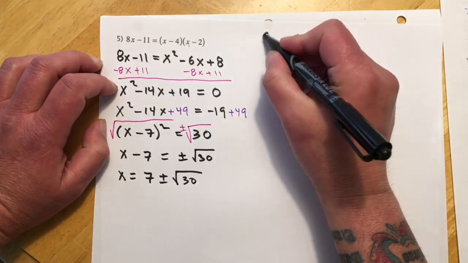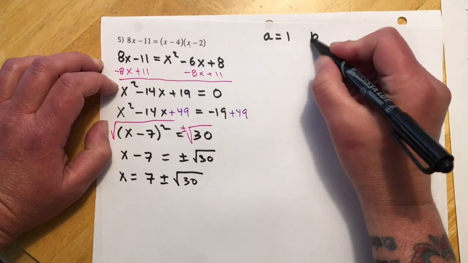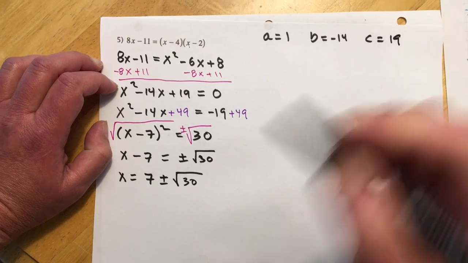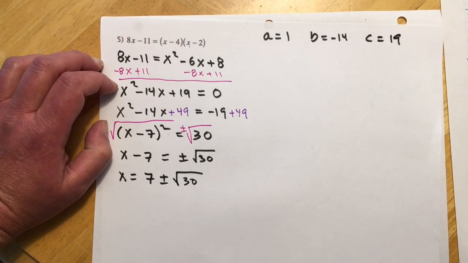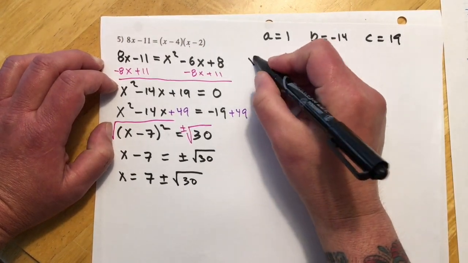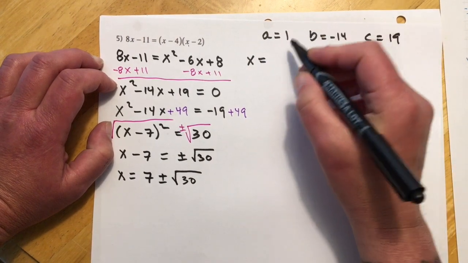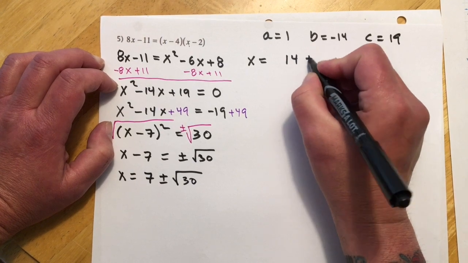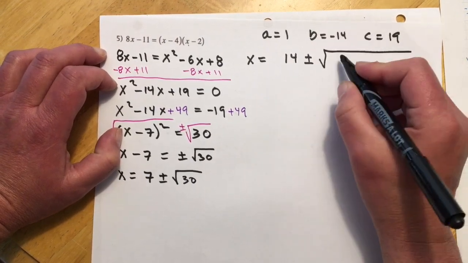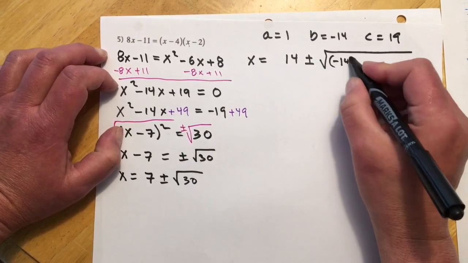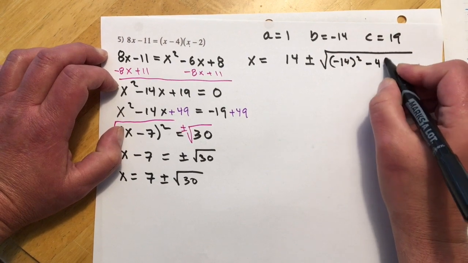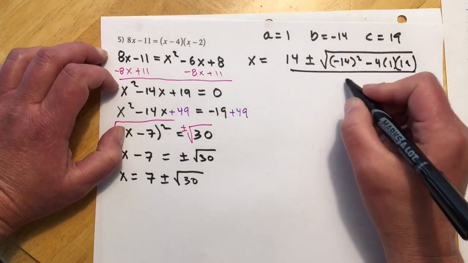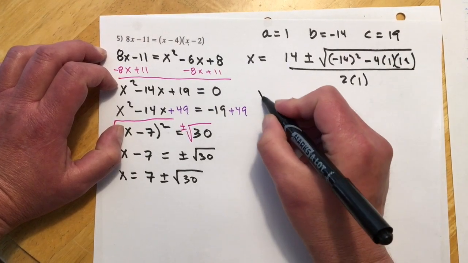Picking it up from here, I'll do a equals 1, b equals negative 14, and c equals 19. And so then plugging all that in the quadratic formula, I'm going to get x equals, remember it's negative b, so this will be negative negative 14, or positive 14. And then plus or minus the root of negative 14 quantity squared minus 4 times a times c. That's all over 2a, so 2 times 1.